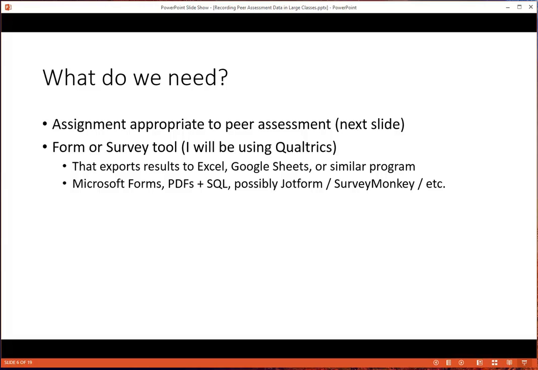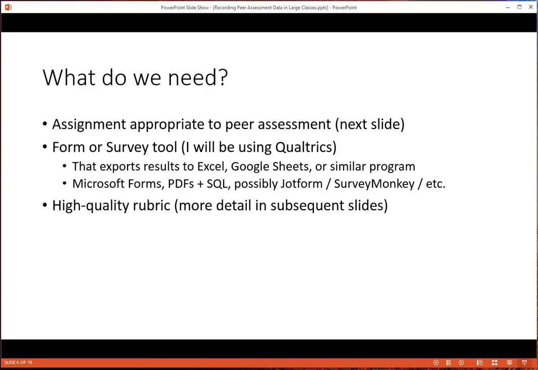A lot of people have used PDFs using Adobe to create some sort of form and then hosted that on a server. That's a really great situation if you're comfortable with that level of SQL. And then there's some third-party proprietary tools online that may be useful. Some of these also have limitations, like they'll only accept, say, 50 or 100 submissions a month. So do be aware of that if you're trying to get 900 submissions. You definitely need that high-quality rubric, and I'll talk about that in more detail later. And you need a place to host the form.